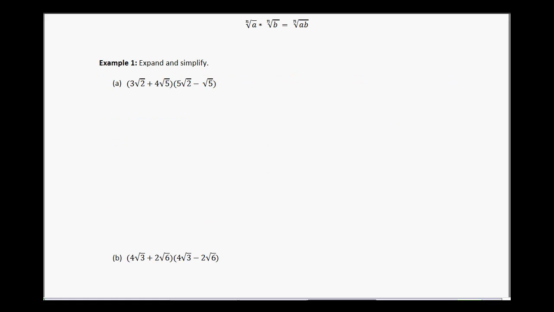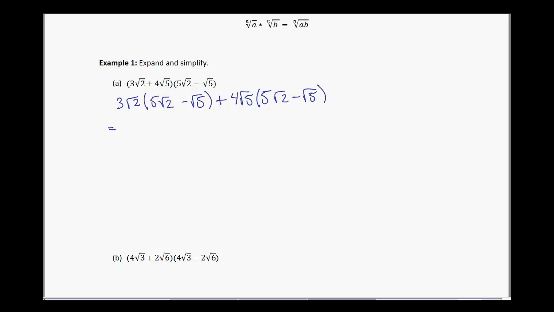Example 1. Expand and simplify. So we're going to use our distributive property. Our distributive property is we take the first term of the first binomial, 3 root 2, and multiply it by the entire second binomial, as so. And then we keep the sign, and we use the second term of the first binomial and multiply it by the second binomial as well.